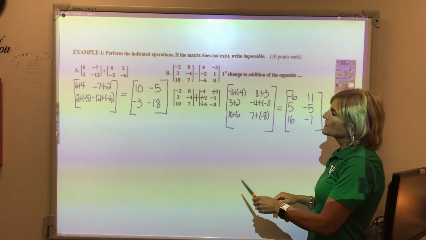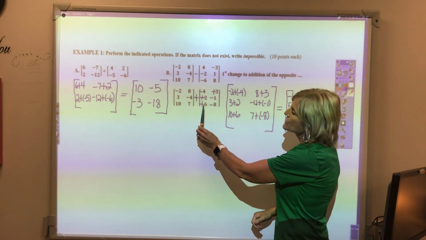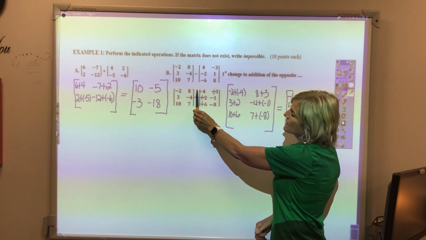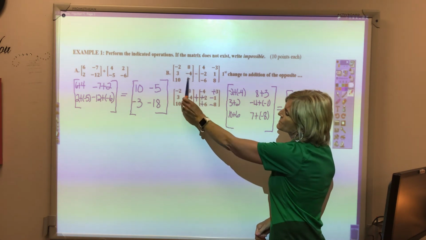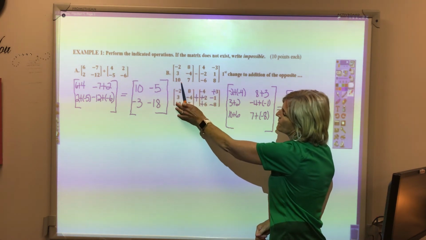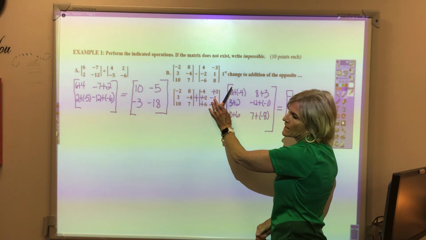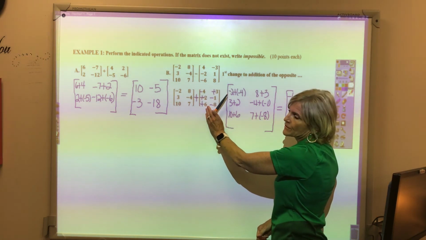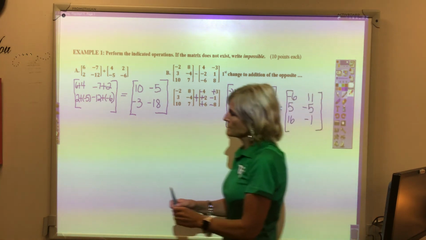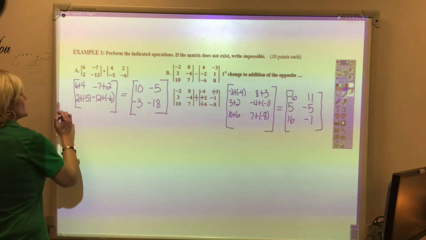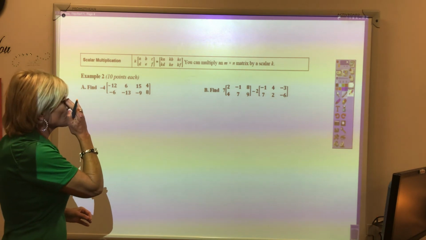Again, when working with subtraction, change to addition of the opposite. Notice I'm not touching the first matrix at all. I'm adding the opposite, which is the same thing as subtracting. We'll make this easier, I promise. Next, we're going to talk about multiplying.